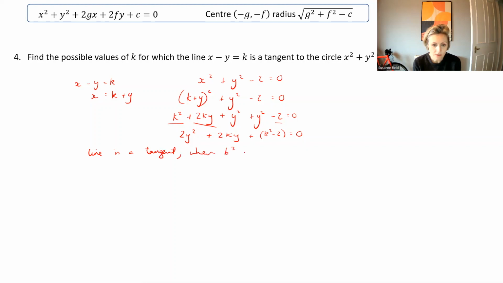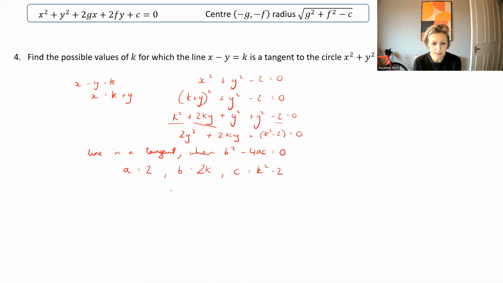So in order to work out when it's a tangent: a line is a tangent when b squared minus 4ac equals 0. Okay, so our a here is 2, because we've got 2y squared. Our b is 2k, because we've got 2k times y. And our c is everything else, k squared minus 2.